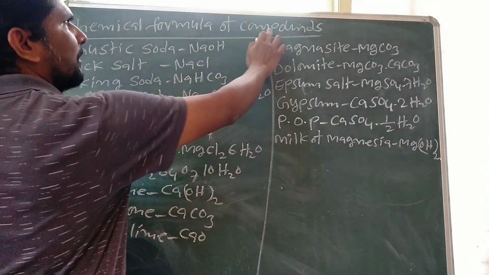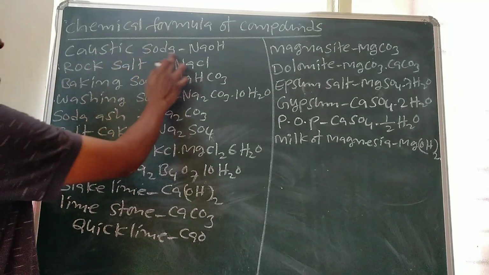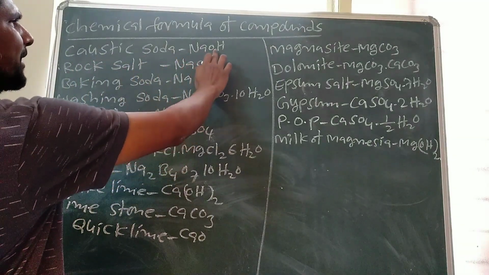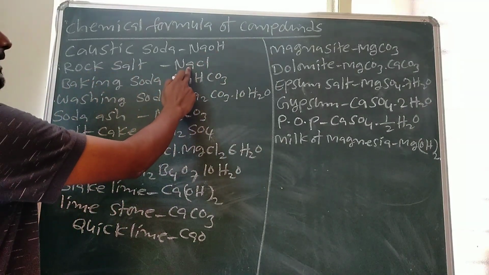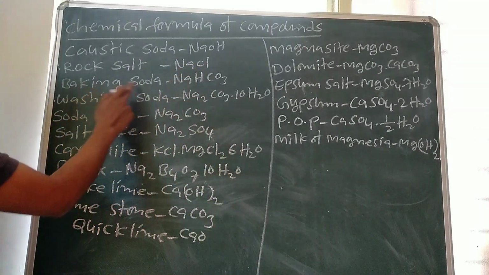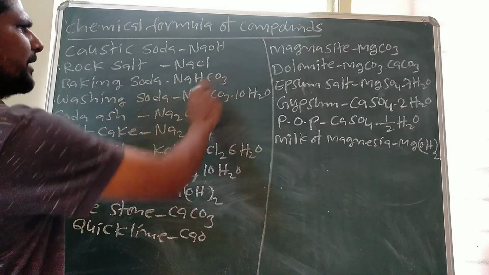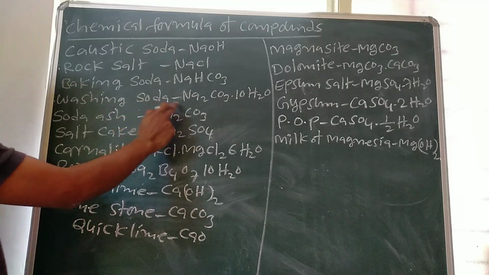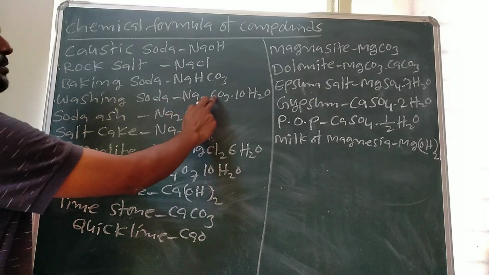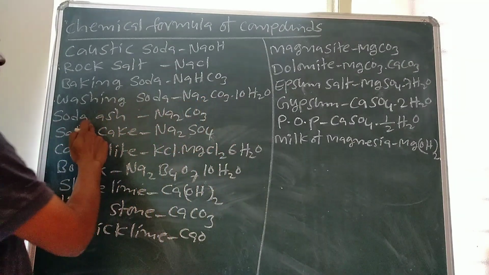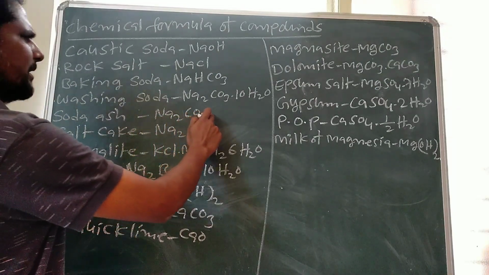Formulas and common names of some different compounds. For example, caustic soda: chemical formula NaOH, chemical name sodium hydroxide. Rock salt: chemical name sodium chloride, chemical formula NaCl. Baking soda: chemical formula NaHCO3, chemical name sodium bicarbonate. Washing soda: chemical name sodium carbonate, chemical formula Na2CO3·10H2O. Soda ash: chemical formula Na2CO3 and chemical name sodium carbonate.